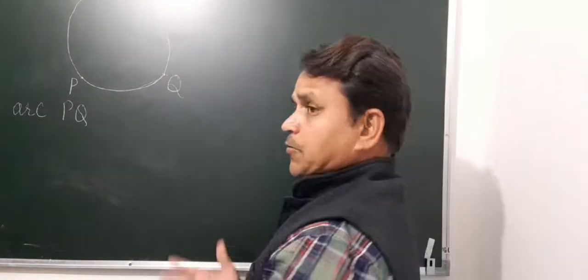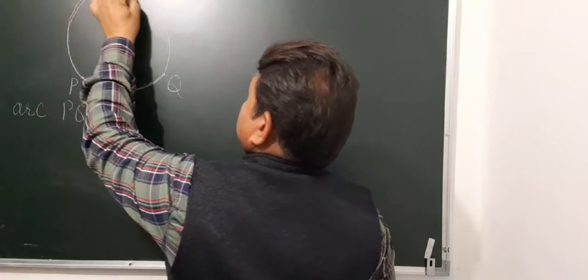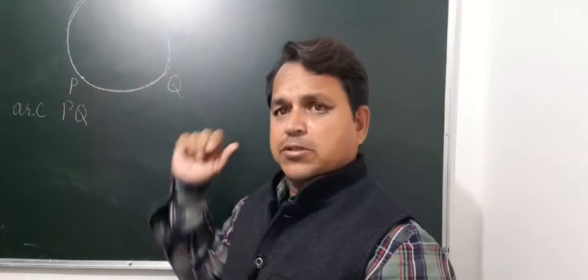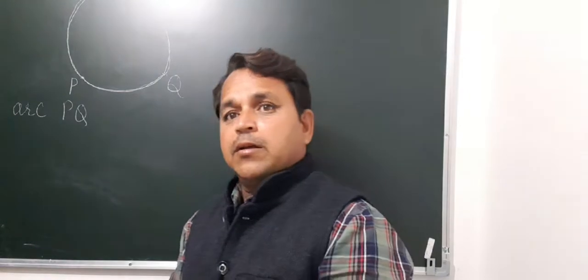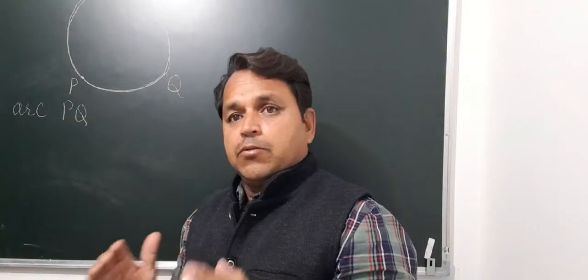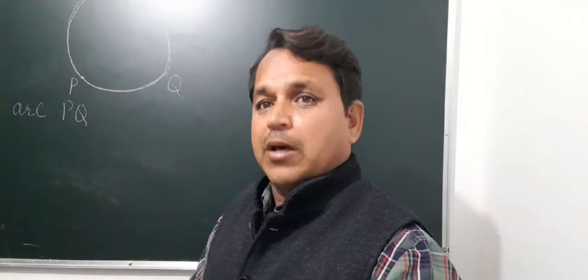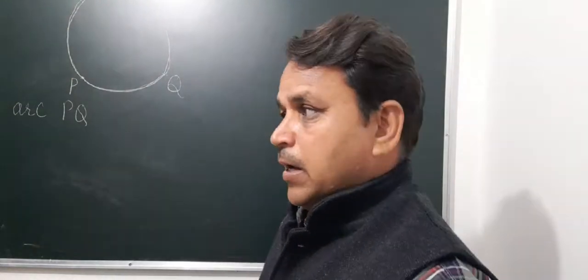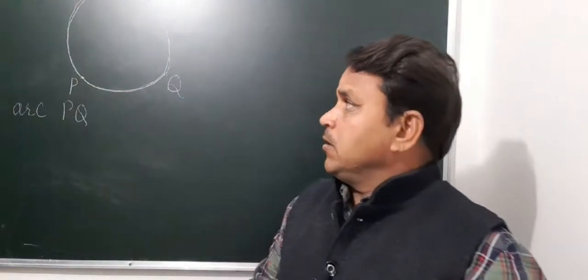But which one of them is arc PQ? This one or this one? Because this part of the circle is also between the same 2 points. So don't get confused here. Any 2 points on the circle divide it into 2 arcs, out of which one is smaller and the other is bigger or larger. The larger one will be known as the major arc, and the smaller one will be known as the minor arc. So there is nothing to get confused.